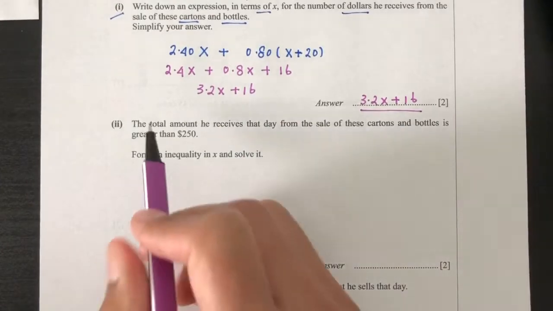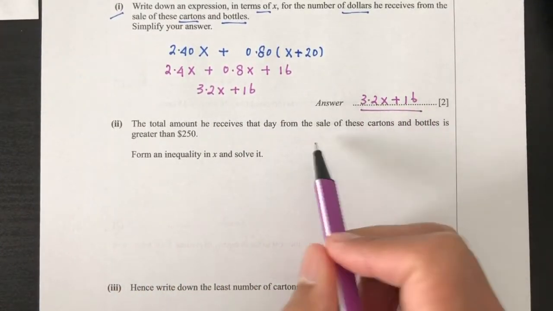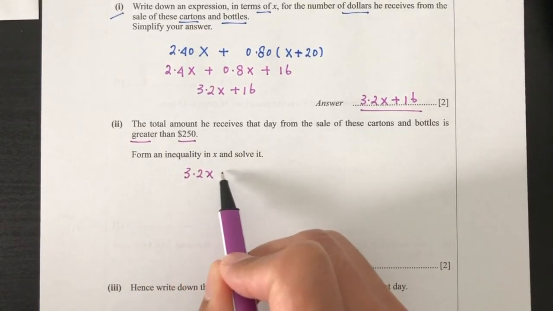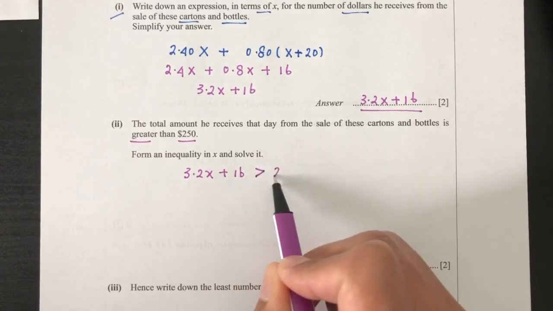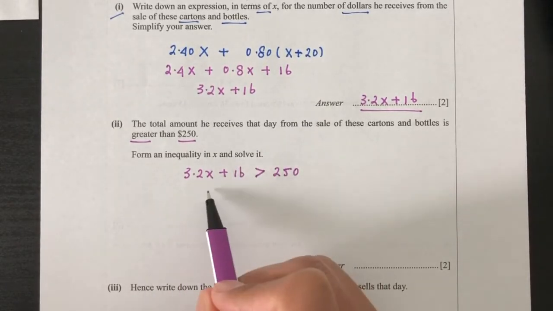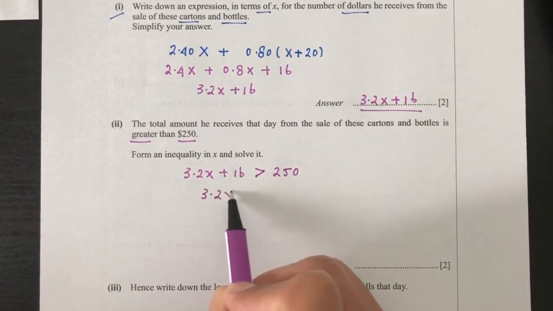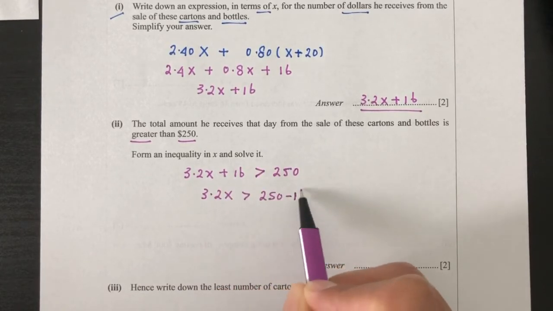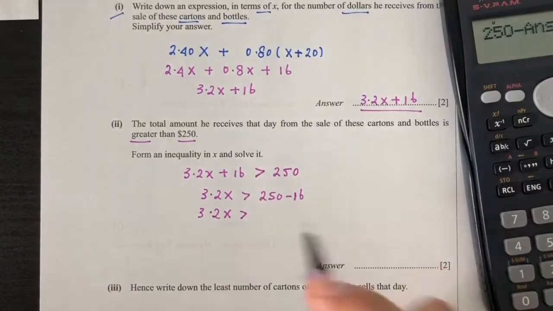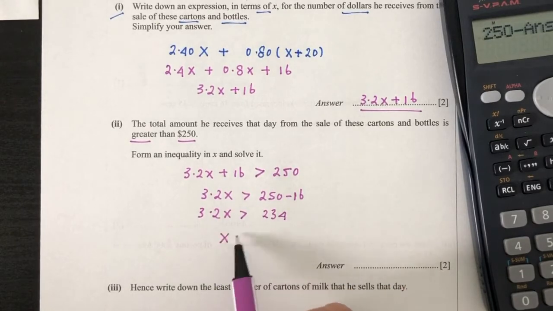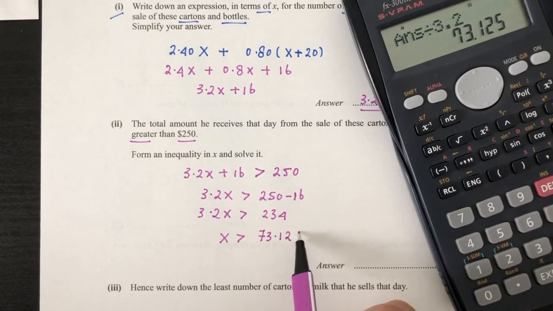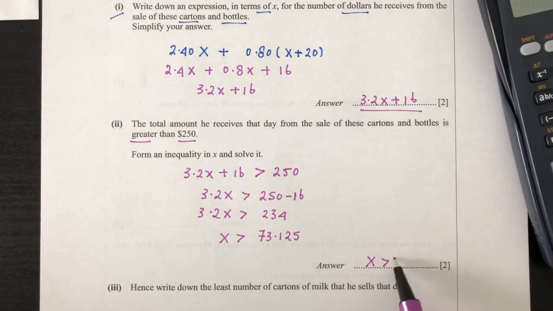Now for part 2, the total amount he receives that day, which is this expression, is greater than 250. So 3.2x plus 16 is greater than 250. Form an inequality in x and solve it. Solve means to find the value of x. So let's make x the subject of formula. 3.2x will be 250 minus 16. So 250 minus 16 will be 234. Now divide by 3.2. That will be 73.125. So this will be your answer for this part.